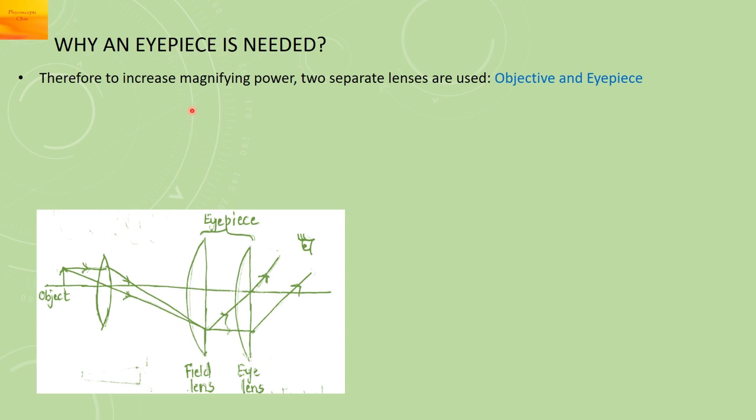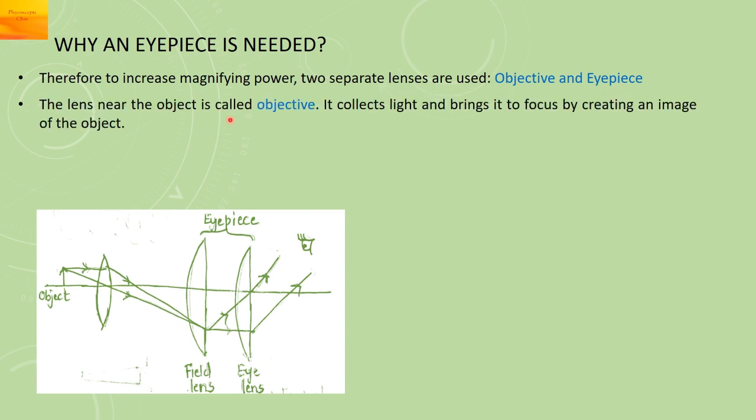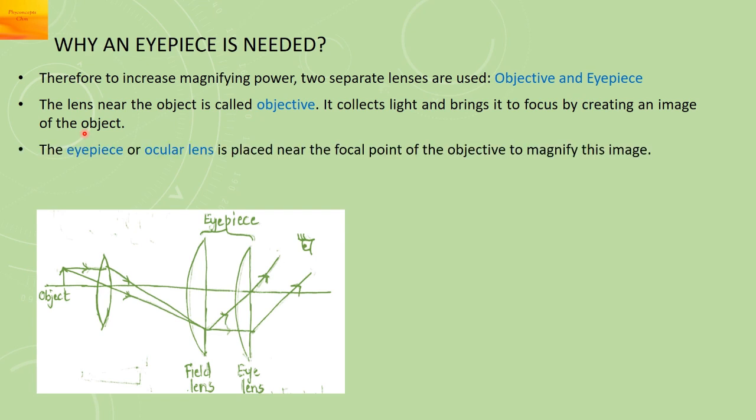Therefore, to increase the magnifying power, we require two separate lenses, which are called the objective and the eyepiece. The lens near the object is called the objective. It collects the light and brings it to focus by creating an image of the object. The eyepiece, also called the ocular lens, is placed near the focal point of the objective to magnify this image.